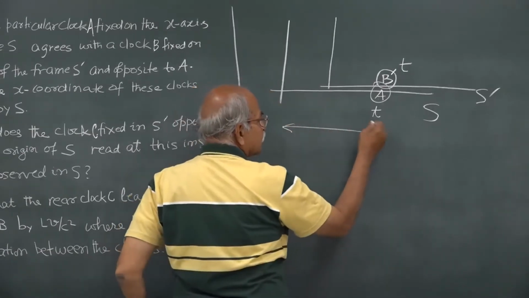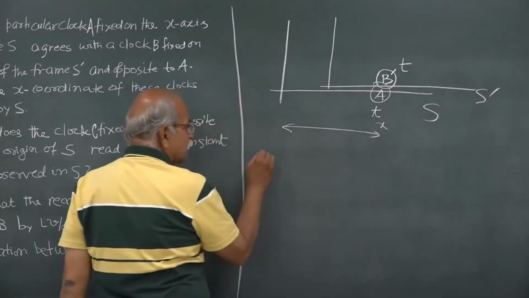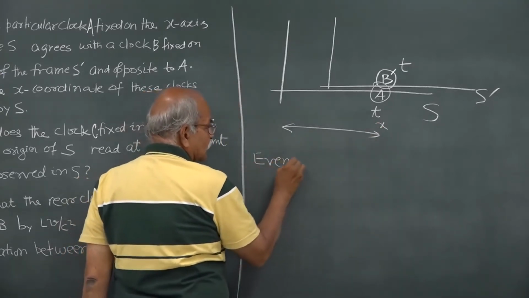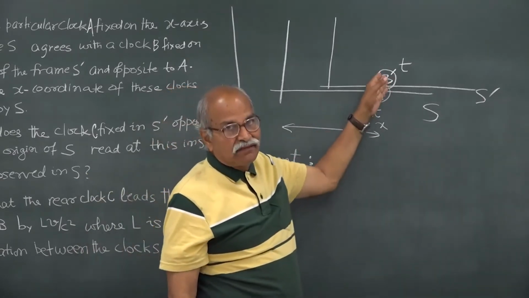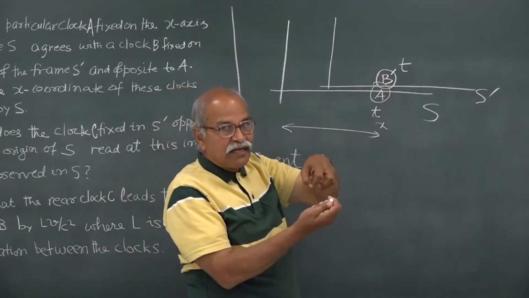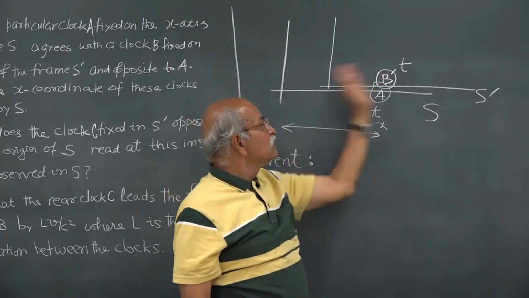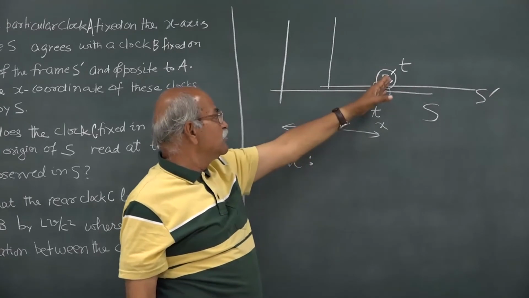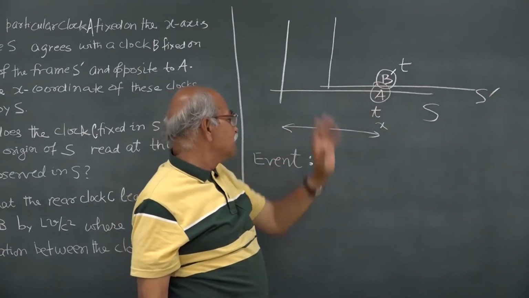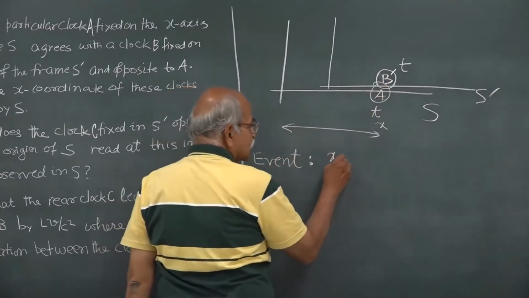So this x coordinate is, let us say, x. So this is our event. These two clocks are opposite each other, that is the event. A and B are opposite each other. This B, as seen from S, is moving. So at a certain time this B is opposite A, that is the event. So you have x and you have t.